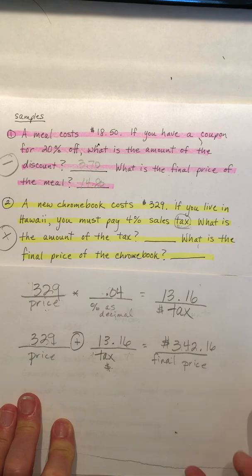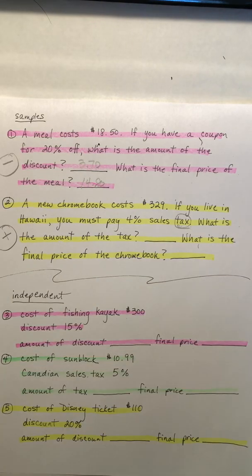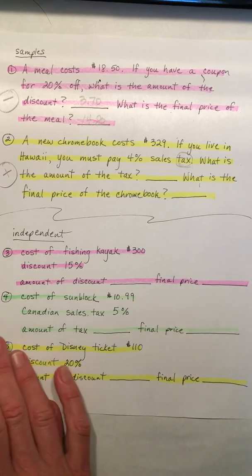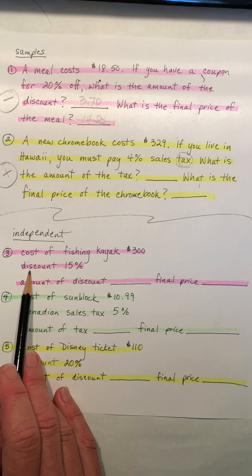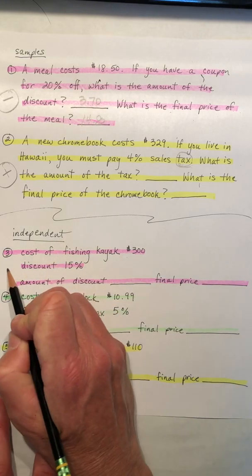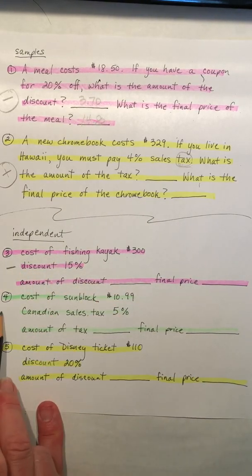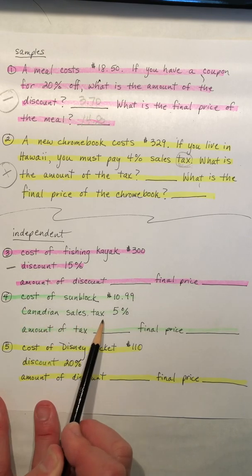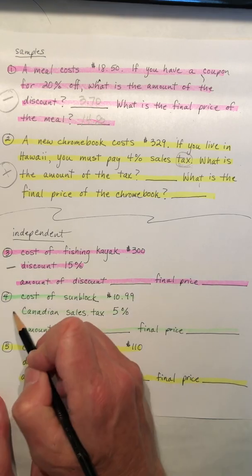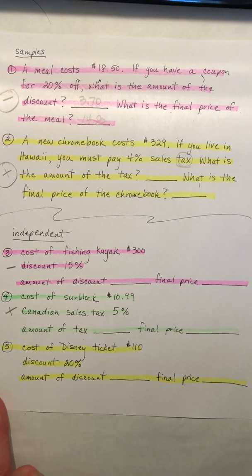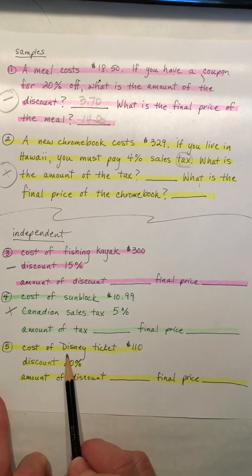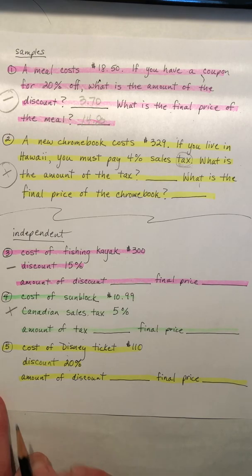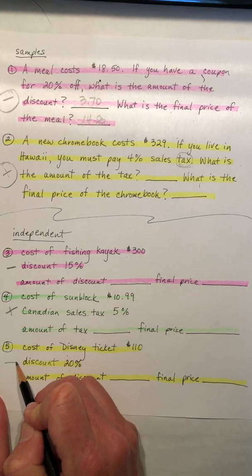So those are the only samples for today. And these are the 3 independent problems I'd like you to do. So let's take a look here. Number 3, that's a discount problem. You'll need to subtract. Let's look at number 4. This is buying sunblock with a Canadian sales tax. So tax gets added on to the price. And then down here, we're going to buy a Disney ticket, but we have a discount of 20%. Remember, with a discount, we subtract.